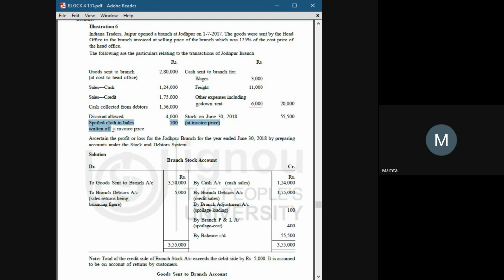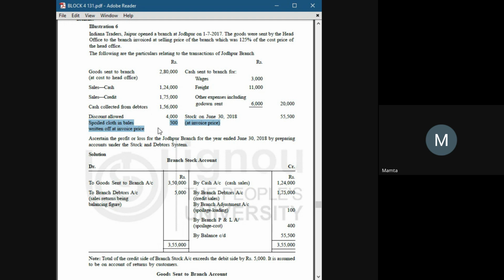Here, read this point. Spoiled cloth in bales written off at invoice price means this is 125% of X. X here means the cost value. Whenever I say X, that means the cost value. This 500 is 125% of X, which means it has a loading. Loading means the difference between the invoice price and the cost price. It includes loading as well. When you put 125% of X is equal to 500, the value of X will come to 400.